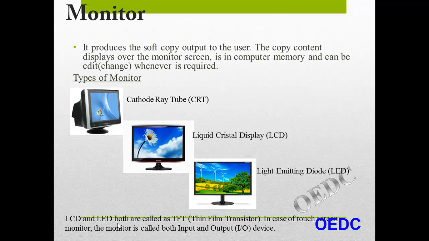In case of a touchscreen monitor, the monitor is called both an input and output device. We can touch the screen and give input from there, so that's called both input and output device, IO device.